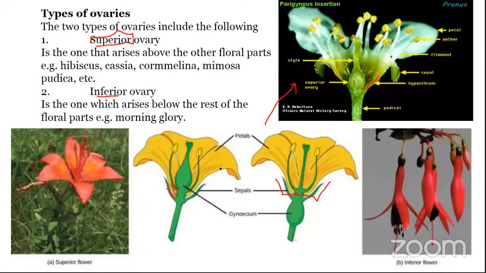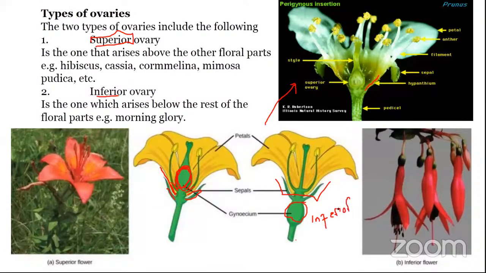Now, this swelling that you are seeing here is the ovary, okay? When you see this swelling, and below it arise all the petals, the sepals, and the stamen, that means it is superior because the ovary is seated on top of them, from where they originate. And then here in this other picture, the swelling is down and all the others arise from the top. So this is inferior. Inferior ovary.